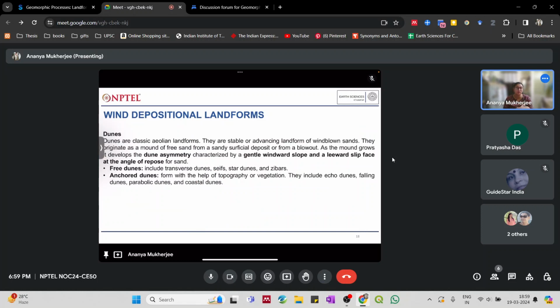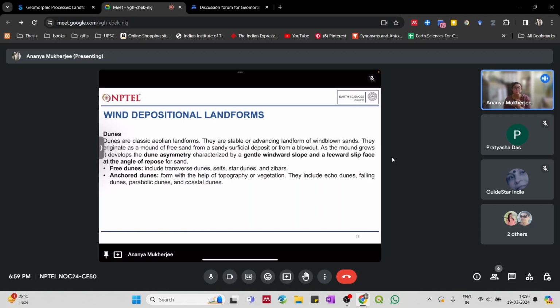Then you have the most important aeolian geomorphic feature. They are called dunes. These are obviously the classic aeolian landforms that we study. They can be stable, as in they may not move at large rates, but there are some dunes which do advance with time. It depends on the transport of the sediment, the sands that are creating the dunes.